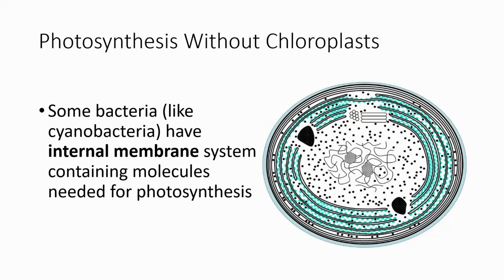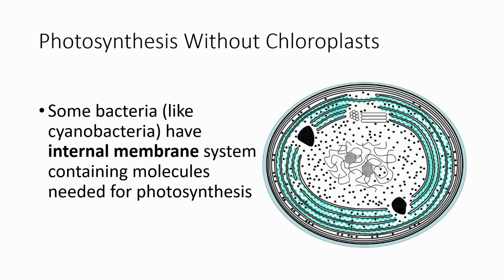You can have some more complex functions in a prokaryotic cell. For example, there are prokaryotic photosynthetic creatures. Most notably, cyanobacteria are kind of the most typical type of photosynthesizing prokaryote.